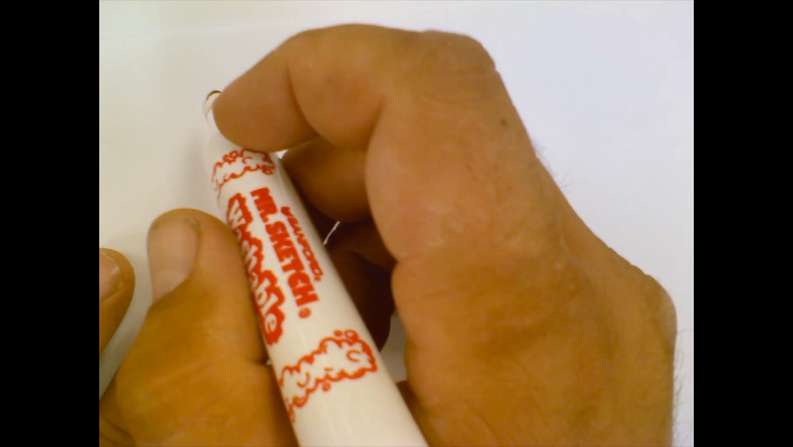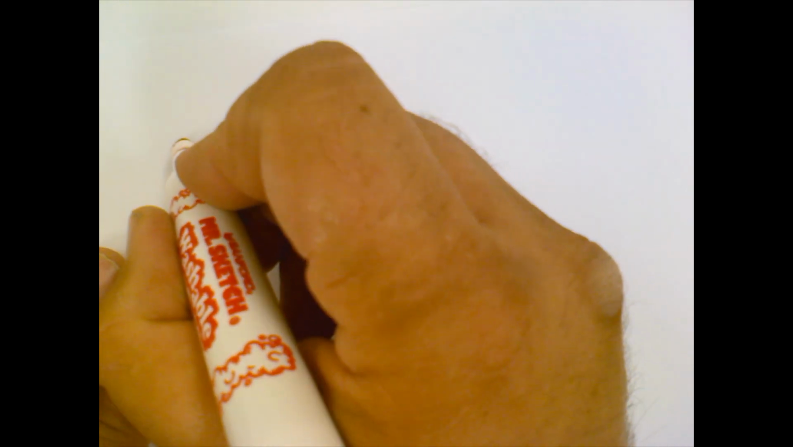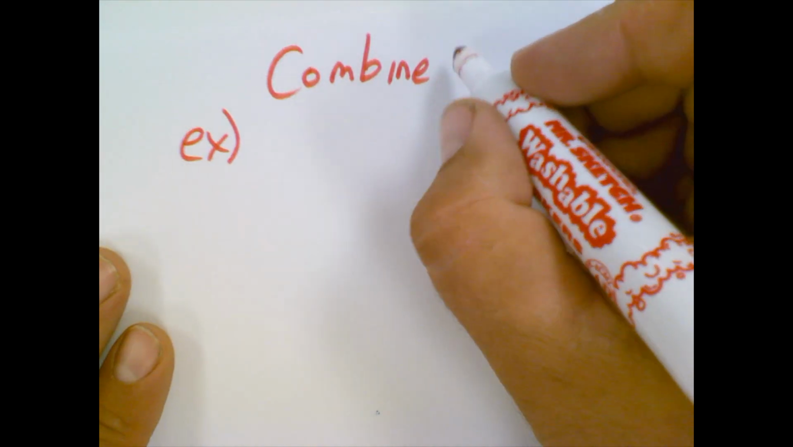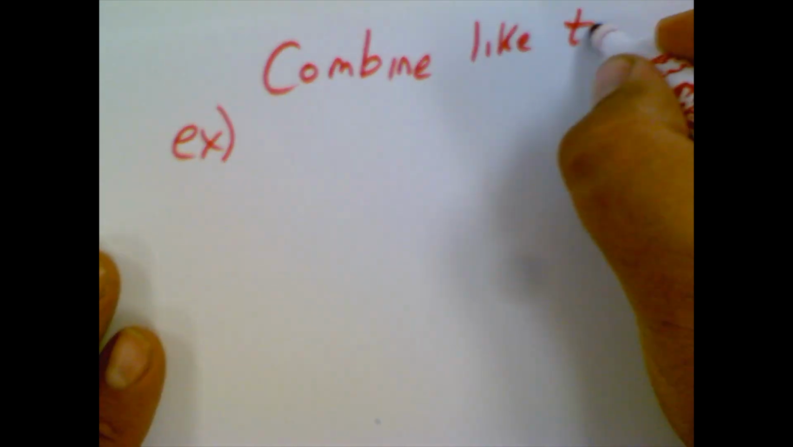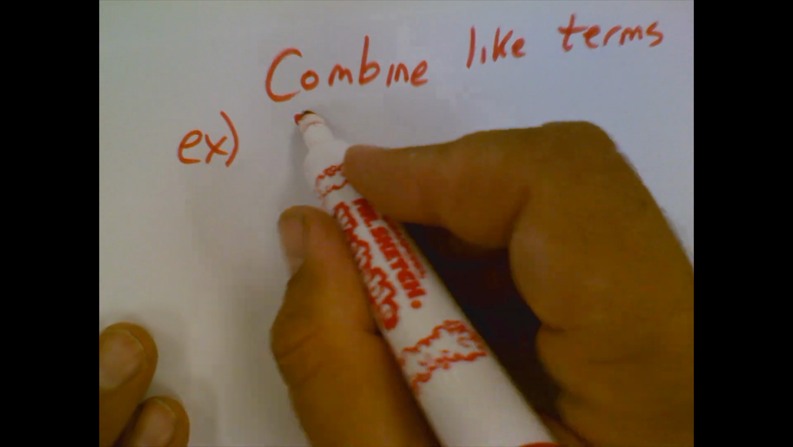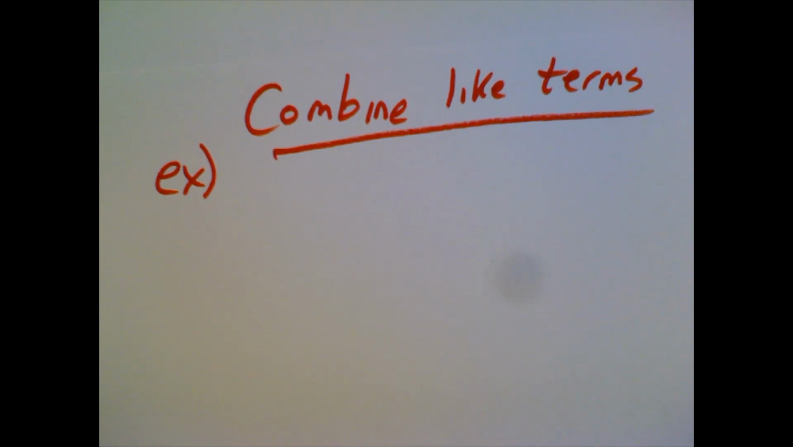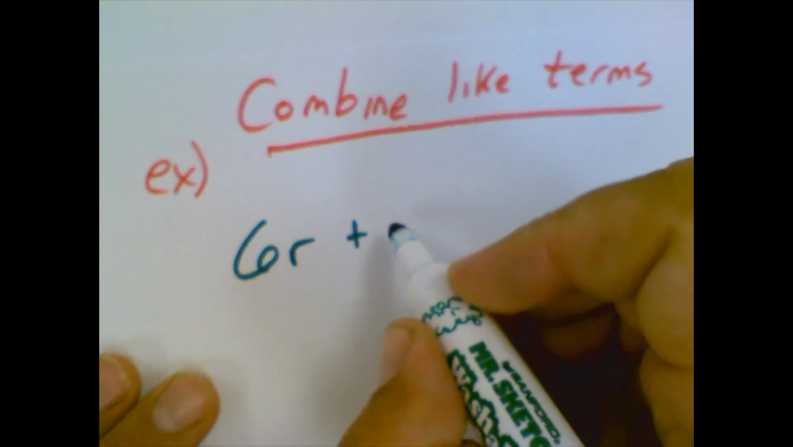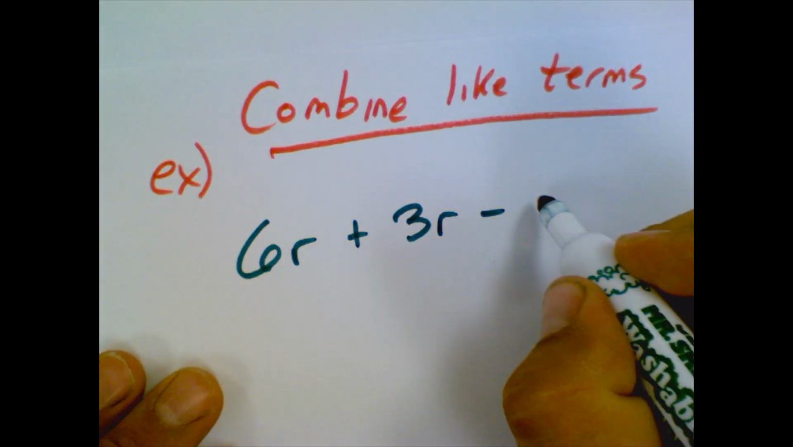Alright, new sheet. So we're still talking about simplifying expressions, and let's combine like terms here. Let's say we have an example. We want to combine like terms. Combine like terms. So let's take a look at 6r plus 3r minus 5r.